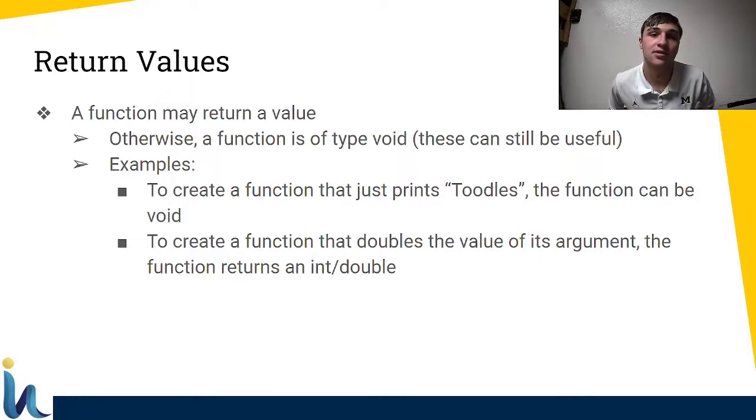And so, for example, if you wanted to create a function that just prints toodles, you don't need to pass anything into it in order for that code to work, so that function can be void. But to create a function that doubles the value of a certain number, you would probably want to insert that number as an argument, and the function would return that number as an int or a double. If you wanted it to be void, you could certainly create a function that prints the value of double its argument, but if you wanted to return the value, then you would have to use a return statement.